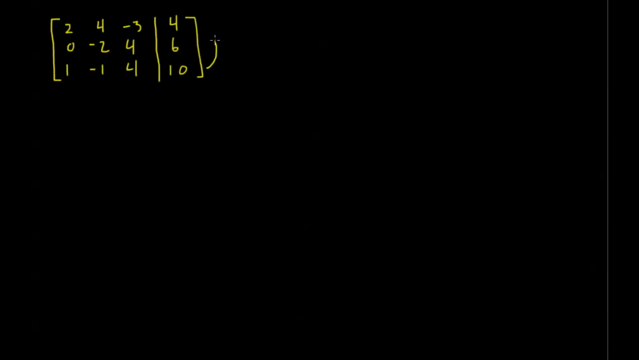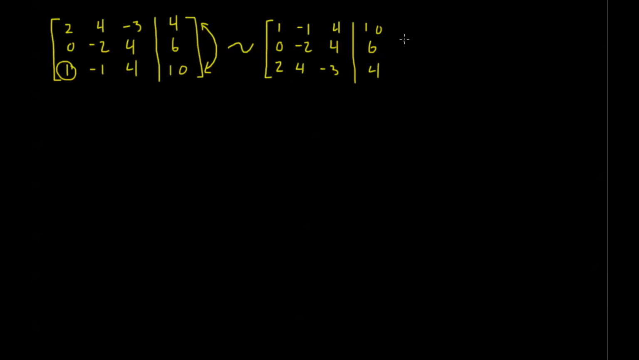The first thing I'm going to do is I'm going to change row 3 and row 1. The reason is I really like this 1 right here. I want this 1 to be in the very top left of my matrix. Now I'm using this little tilde mark, this squiggly line, to describe the action. It means similar to. And with matrices, we say similar to mean that it has the same set of solutions as the previous augmented matrix. So all I'm doing here is I'm switching these two rows. So I'm going to have 1, -1, 4, 10 on the top row. My second row, I'm just going to leave it there, 0, -2, 4, 6. And my bottom row is now 2, 4, -3, 4.